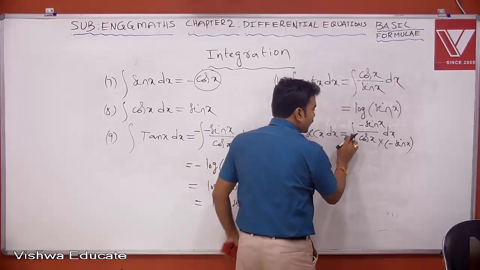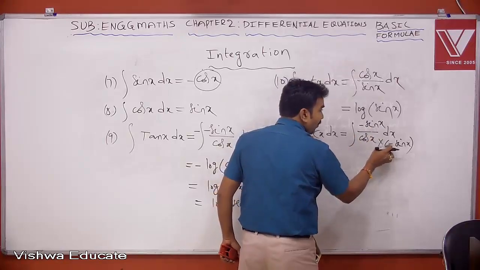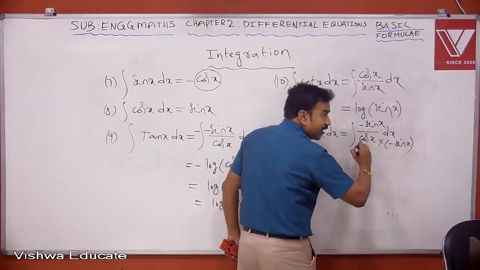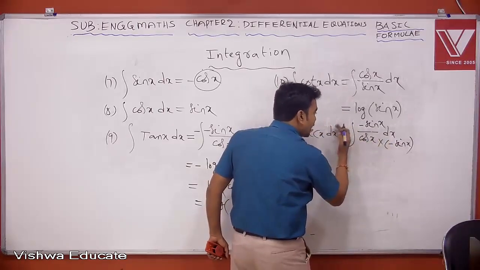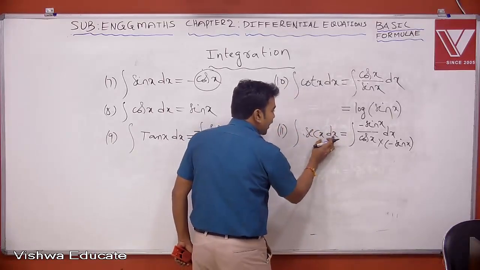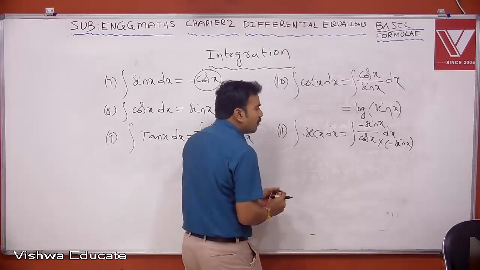Therefore, this expression becomes integral minus sin x by cos x into minus sin x. Now, extra we are getting minus sin x in the denominator. This cannot be taken before the integral because this is a variable part. Therefore, when you write secant x as 1 by cos x, you cannot apply formula number 6.